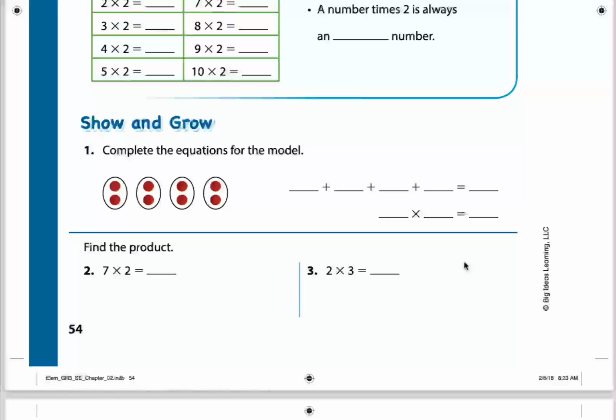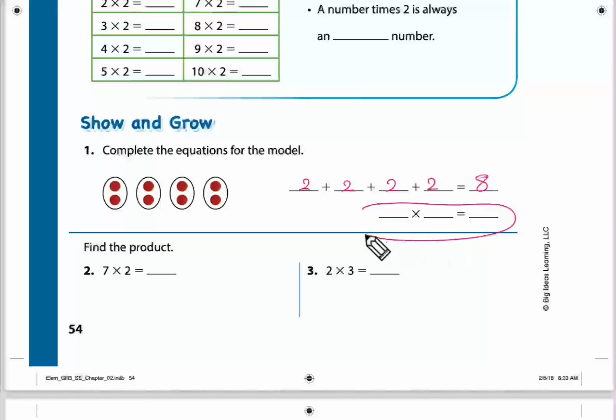Okay, Hassan, question number one, we need to complete the equation for the model. Let's go ahead. What numbers should I write here? Excellent. So we should write here twos. So 2 plus 2 plus 2 plus 2. Excellent. Okay, equals. Excellent, my hero. So we have here 4 groups of 2. And the total is 8.